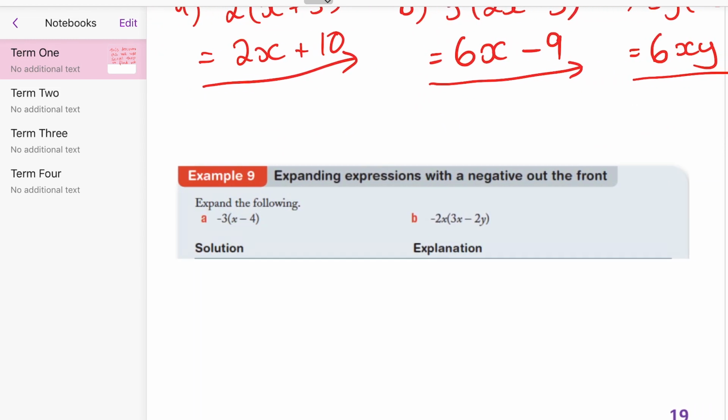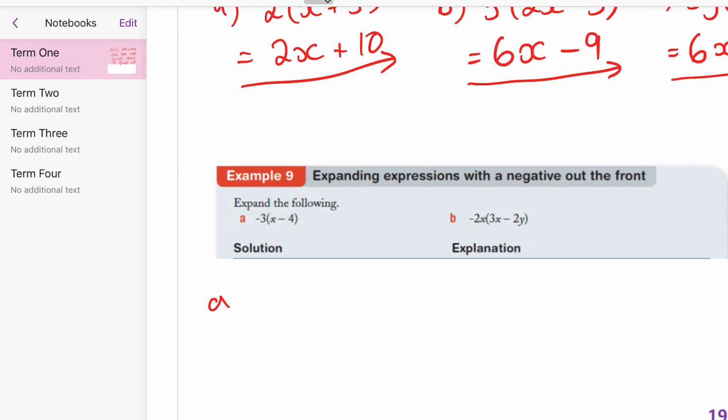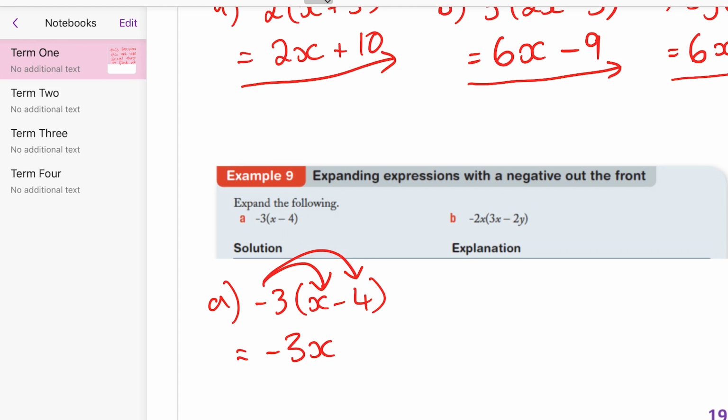Example number 9, got some negatives thrown in there. So we've got negative 3, x take 4, there we go. Negative 3 times x, negative 3 times negative 4, negative 3x plus 12. Negative times a negative is positive.